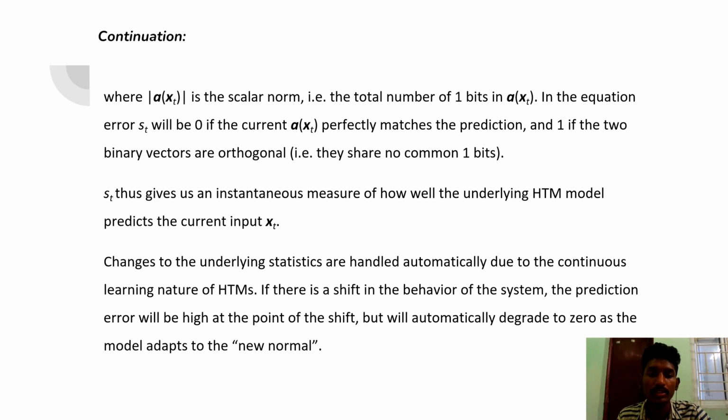S_t thus gives us an instantaneous measure of how well the underlying HTM model predicts the correct input x_t. Changes to the underlying statistics are handled automatically due to the continuous learning nature of HTMs. If there is a shift in the behavior of the system, the prediction error will be high at the point of the shift, but will automatically decay to 0 as the model adapts to the new normal.